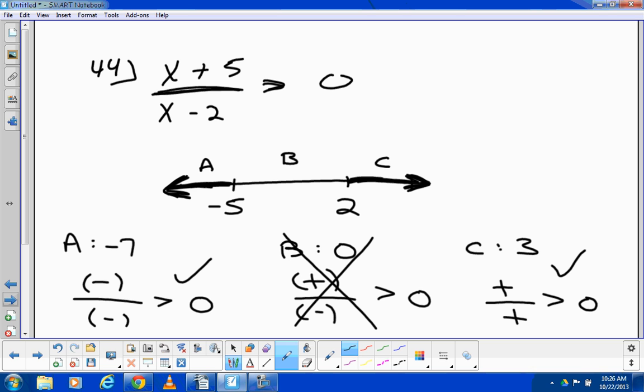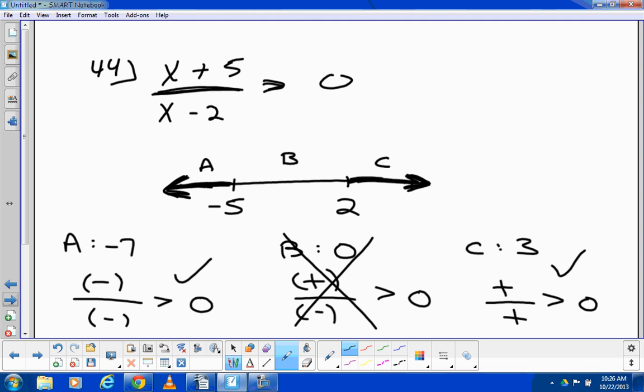Whatever you want to use is fine with me. Now, let's change the problem up a little bit, so we can have a discussion about something really important. Let's go ahead and change it to greater than or equal to. Since it's just greater than, both of them would be open circles.